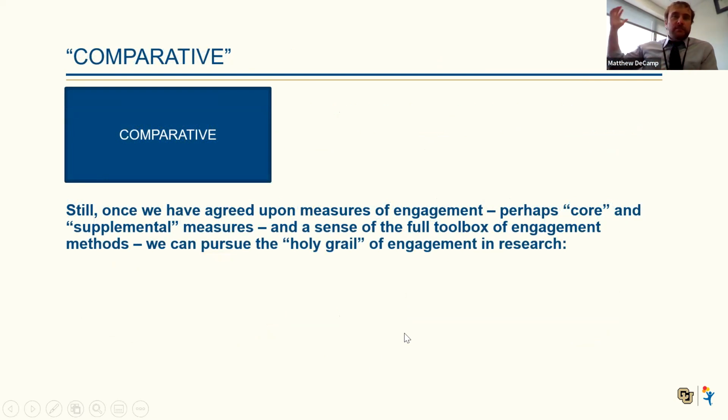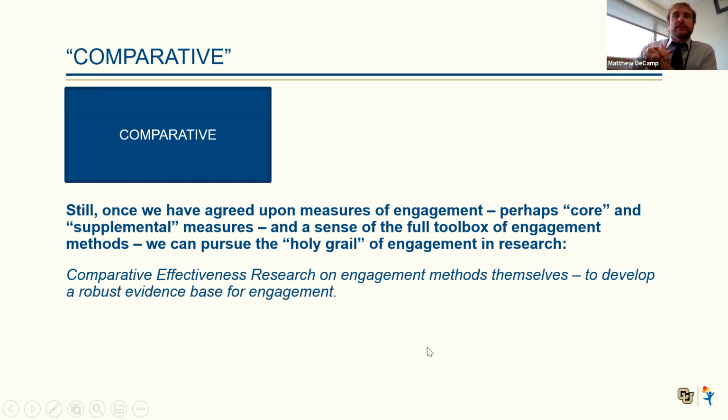This is the last box. Remember, I talked about engagement methods. That's where the DICE tool really comes in. I talked about evaluation, where we now have some tools and evaluation mechanisms, ways we can evaluate engagement. And the last box is comparative. So here I say that once we've agreed upon measures of engagement, and perhaps there are some core measures, some supplemental measures, and so on, in a sense of that toolbox, we can pursue what I might call, rather grandiosely, the holy grail of engagement in research, and that is, go ahead and click, comparative effectiveness research, so CER, on engagement methods themselves, to really develop that robust evidence base for engagement. We'll click, go ahead.